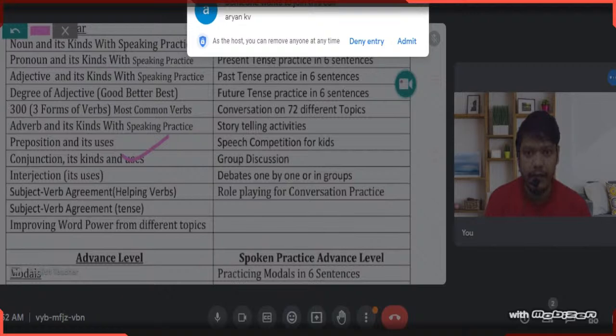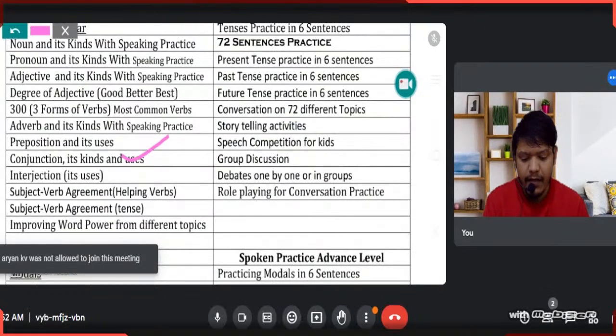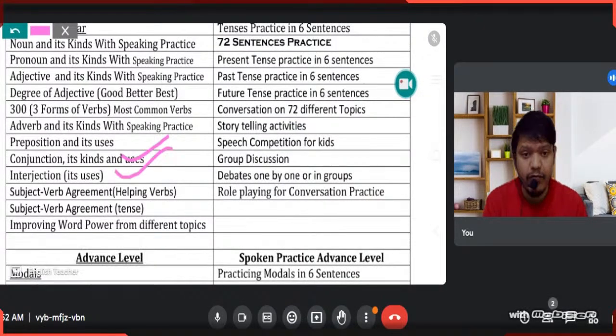And next, after that, is interjection: the words which express emotion and sudden feelings. Hurrah, we won a match. It can be happiness, it can be sad. So these are the topic activities: grammar, learning language systematically, something like that.